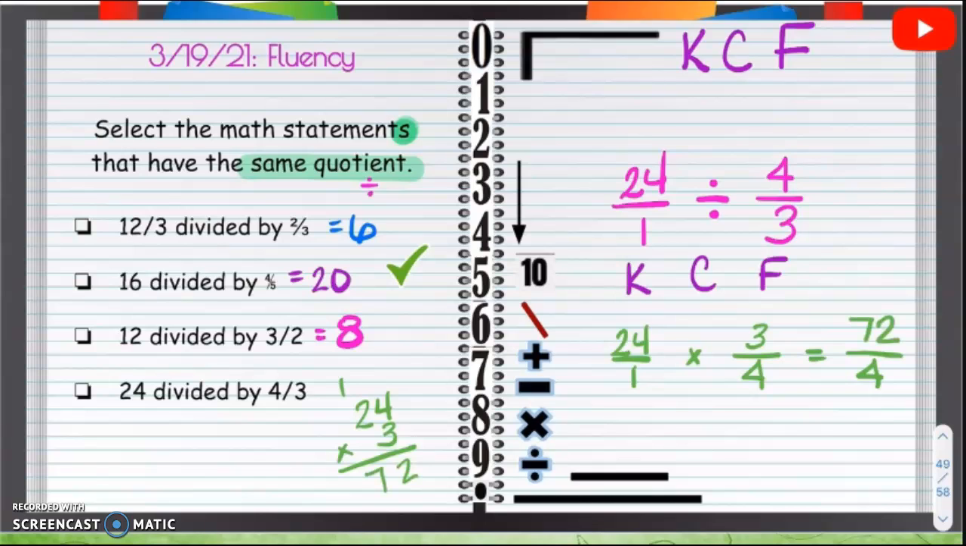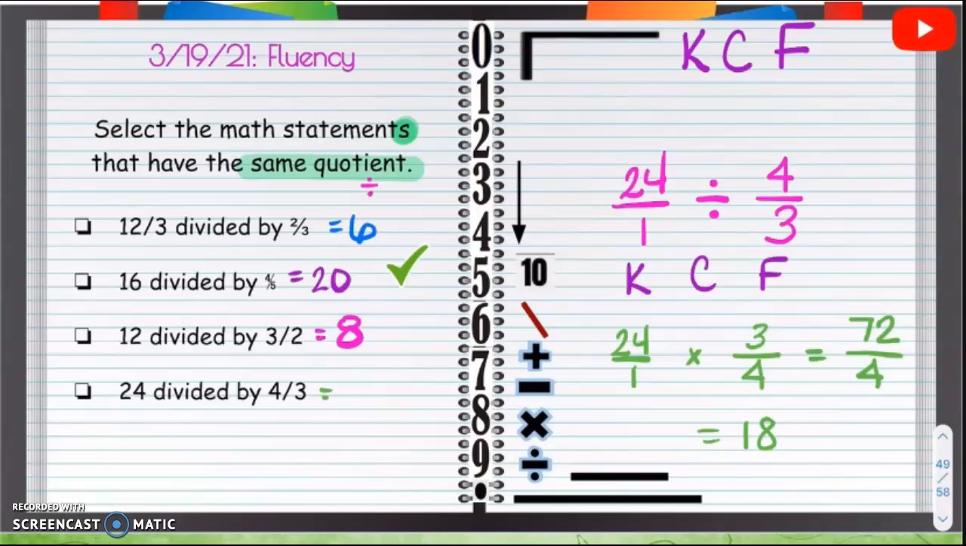So 72. If we do 72 divided by 4, 4 goes into 7 one time, you get 4. Then you get 3 and 2, and 4 goes into 32 8 times, right? So that should equal 18, because 18 times 4 should give us 72. Yeah, so this bottom one is going to equal 18.